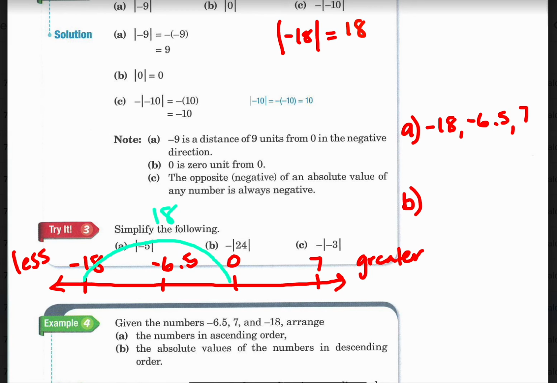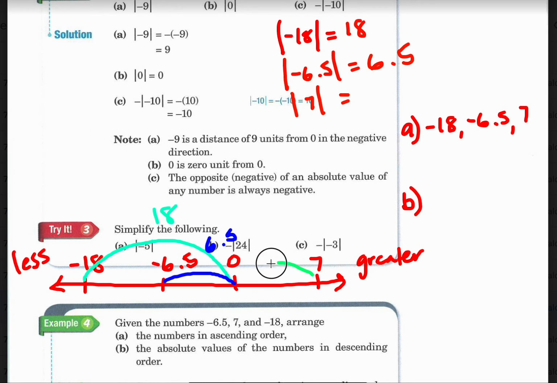The next one, let's take a look at the absolute value of negative 6.5. Okay, let's use a different color. Negative 6.5 is going to be 6.5 jumps away from 0. And then lastly, the absolute value of 7, how far away 7 is from 0. 7 is going to be 7 jumps away from 0.